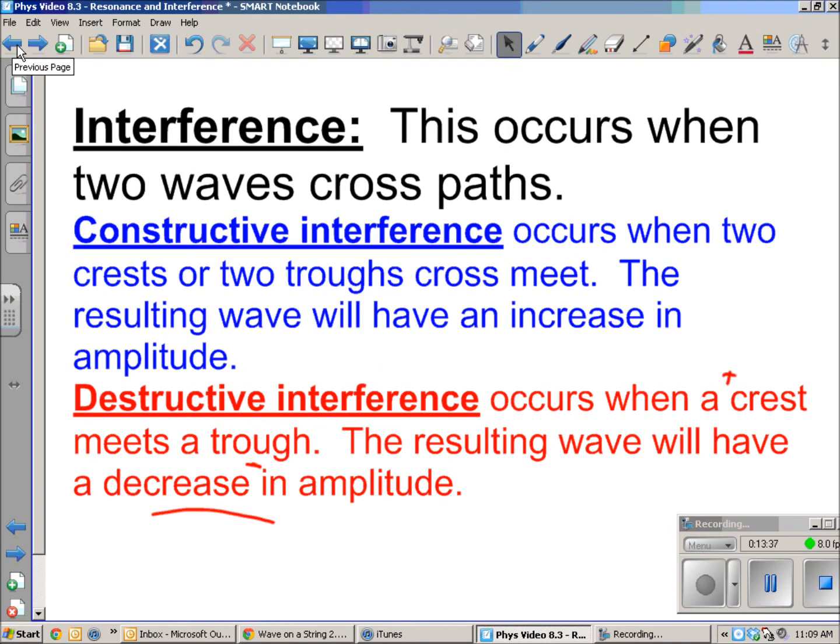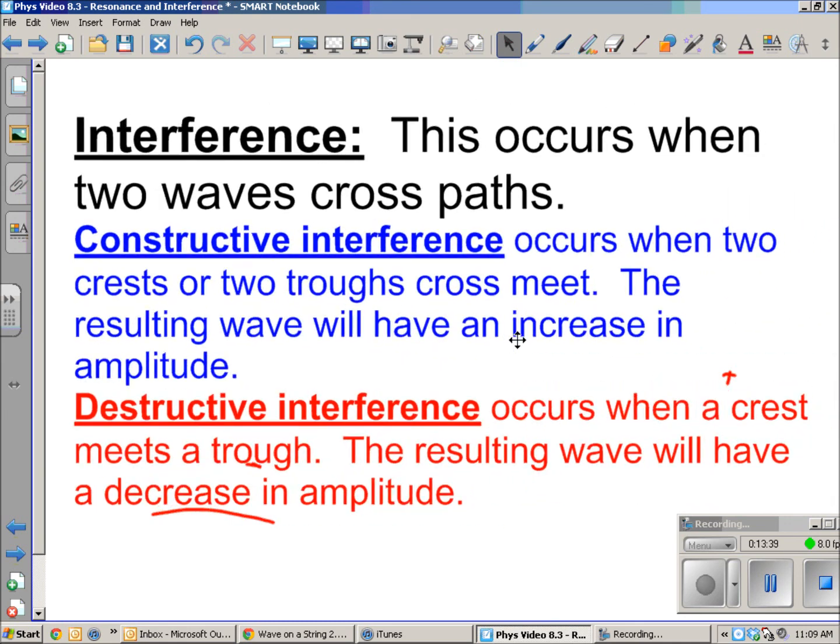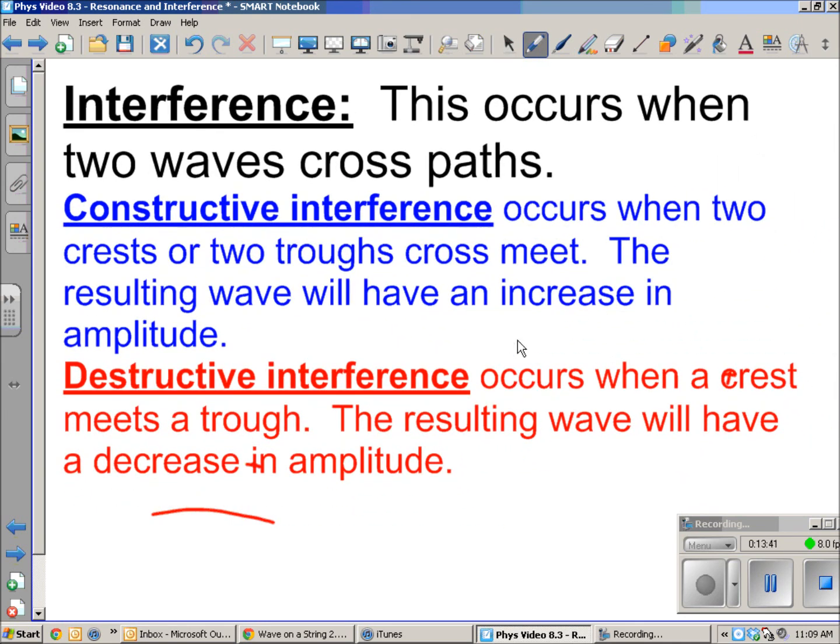All right. And so, as I said, the result is that with constructive interference, you get an increase in amplitude, and with destructive, you get a decrease in amplitude. All right. I think that's it. Is there anything else I need to tell you? I think we're good.